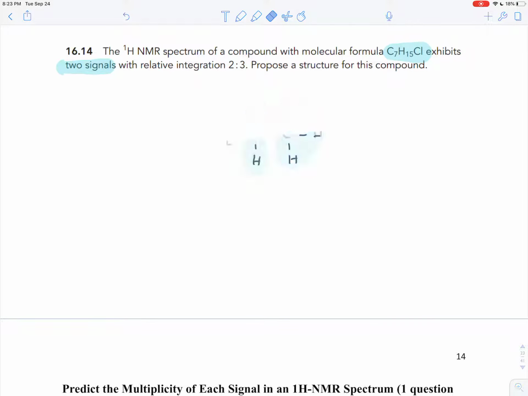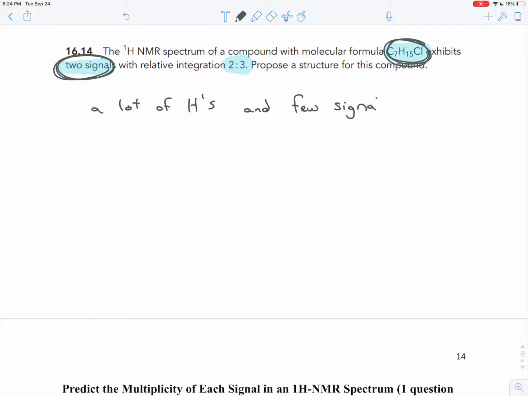But let's say you didn't notice that. You said, okay, 2 to 3, what now? There's a big principle that's being illustrated by this exercise. If you ever have a lot of hydrogens and only few signals, you have symmetry. Normally, if there's no symmetry, each hydrogen would be in a different electronic environment, and you get a whole bunch of signals. But if you have a lot of hydrogens and few signals, it should be like flashing lights: symmetry.